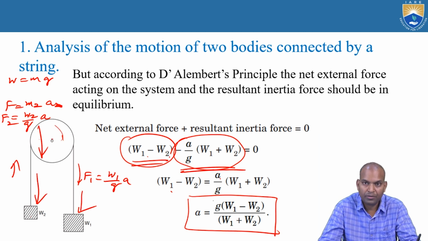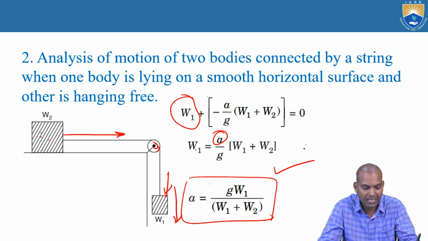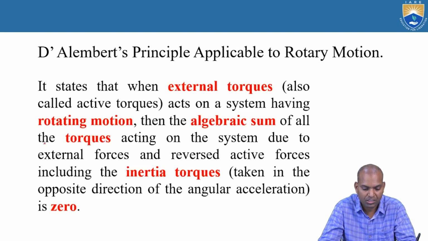Whereas there is no rotary motion. If it is rotary motion, it comes under the rotary motion bodies. Here D'Alembert's principle is applicable to rotary motion. Here there is no rotary motion, even though the pulley may be there, the bodies are not in rotary motion.